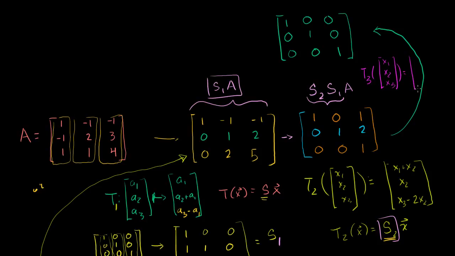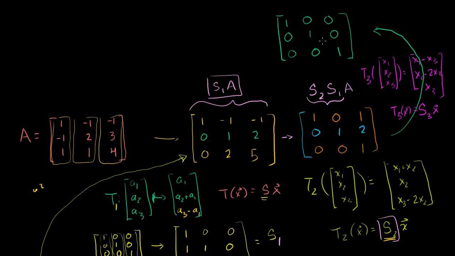It was equal to, what did we do? We replaced the first row with the first row minus the third row, x1 minus x3. We replaced the second row with the second row minus 2 times the third row. So it's x2 minus 2 times x3. And then the third row just stayed the same. So obviously, this could also be represented. T3 of x could be equal to some other transformation matrix, S3 times x.